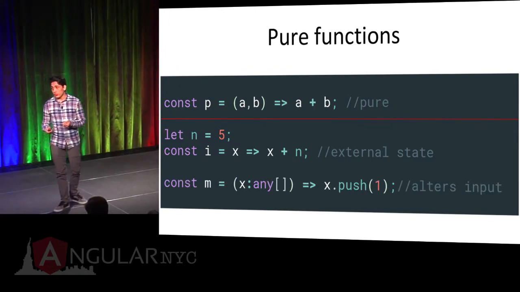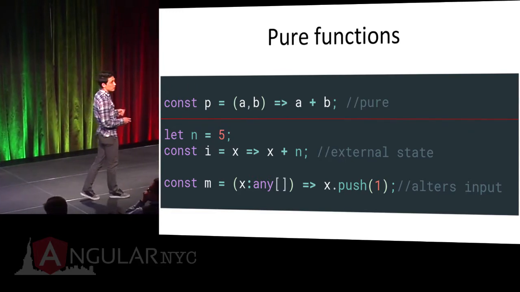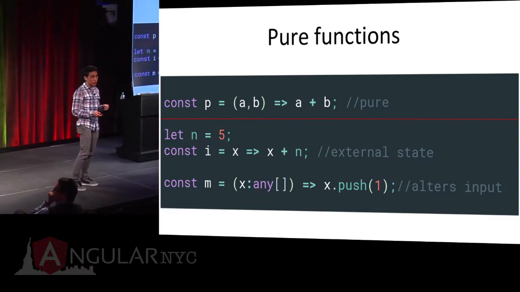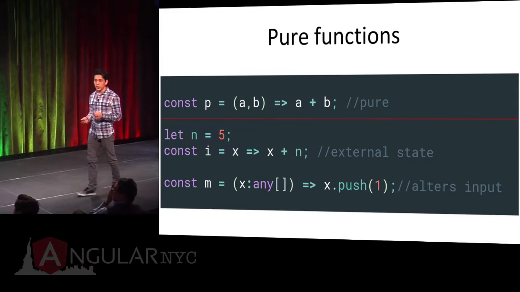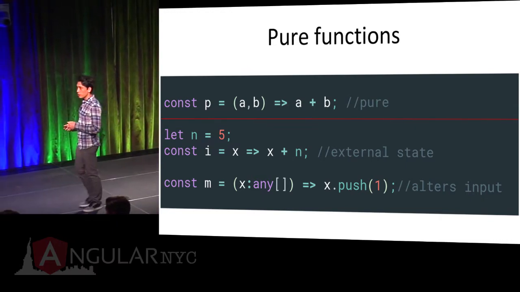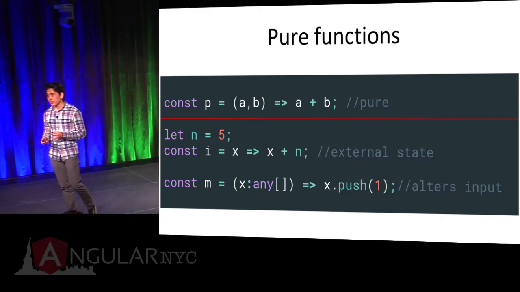Here is an example of a function that is not pure because it actually mutates the input value. So we pass x, which is an array, and we push 1 to that array. If you know how the push method works, then you probably know that it does not return a new array. Instead, it modifies the existing one.